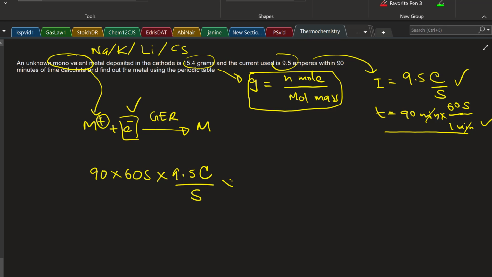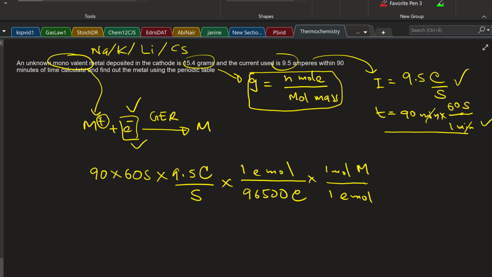Now, so let's put this one, 90 times 60 seconds and 9.5 coulomb per second. And again, 96,500 coulomb is 1 electron mole. In this reaction, 1 electron is needed for 1 mole of metal. Now we are looking for the grams, let's say X grams, right? So that's the X grams, that should be divided by the molar mass, right? We can just say X grams. So let's see.